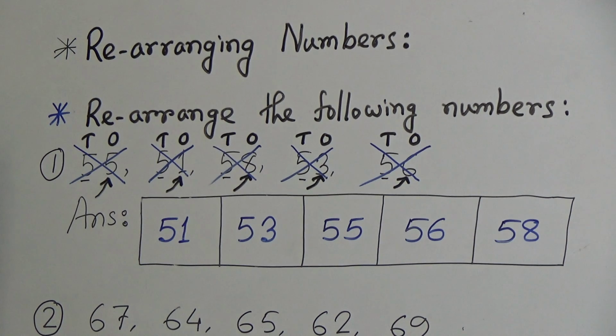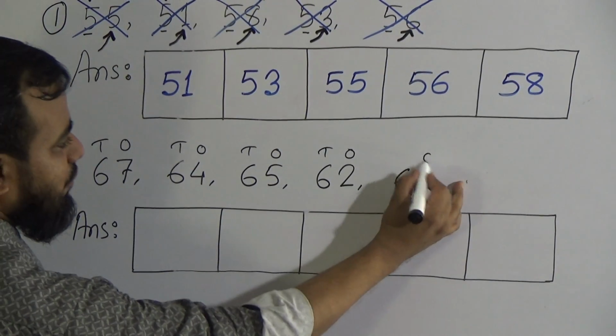Okay, now question number 2, we have again 5 numbers. The numbers are 67, 64, 65, 62 and 69. Now look at the tens place. Ones place, tens place, ones place, tens place, ones place, tens place.